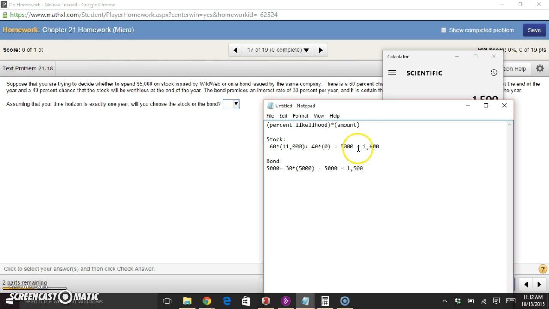So looking at this, we can see that from the stock we expect to get 1,600 and from the bond we expect to get 1,500. So clearly, which one will we choose? We'll choose the one that we expect to make more from, which is the stock. So I'll tell it I choose the stock.